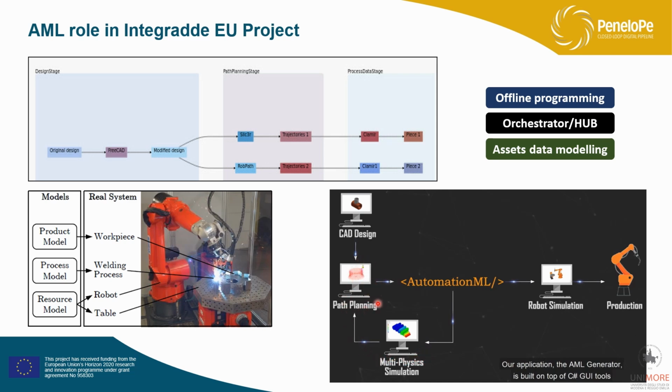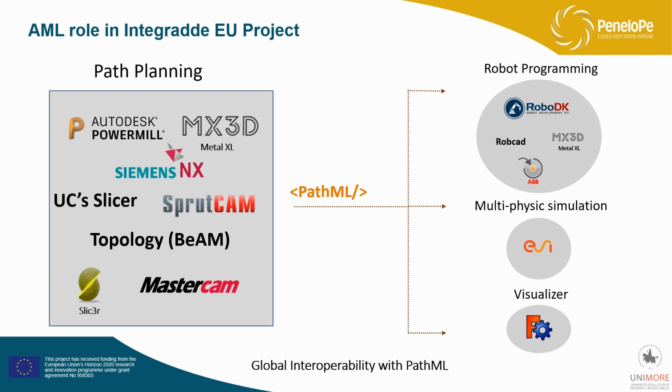So all this information is quite heterogeneous, and AutomationML comes to help this process as a way to exchange this type of data among the different software tools that may be employed to this aim, until reaching the simulation of the deposition process in a robot virtual simulation environment, and finally commanding the robot to execute the part. And in the project, AutomationML and a special customization of AutomationML called PathML has been defined to convey all this type of data.